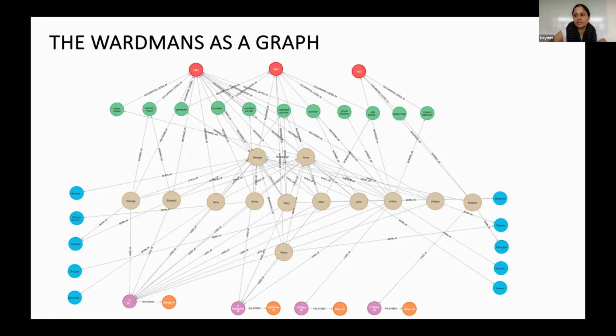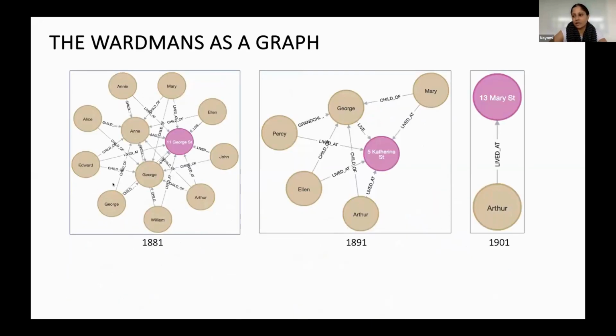We see from the address nodes that George and Anne's family occupied 3 addresses in Saltaire. And if we now interrogate this a bit closer, we see that the family initially lived at 11 George Street, but by 1891, it appears that Anne may have sadly died, leaving George living with 3 of his children and a grandson at 5 Catherine Street, which is the middle picture. But by 1901, on the far right, the only remaining member of the George and Anne branch of the family remaining in Saltaire is Arthur Wardman, who had moved to an address at 13 Mary Street.